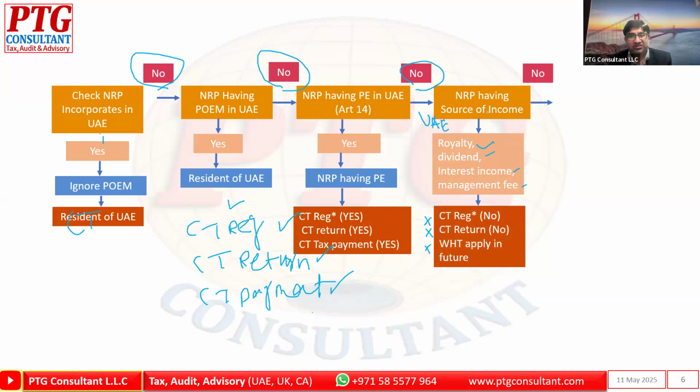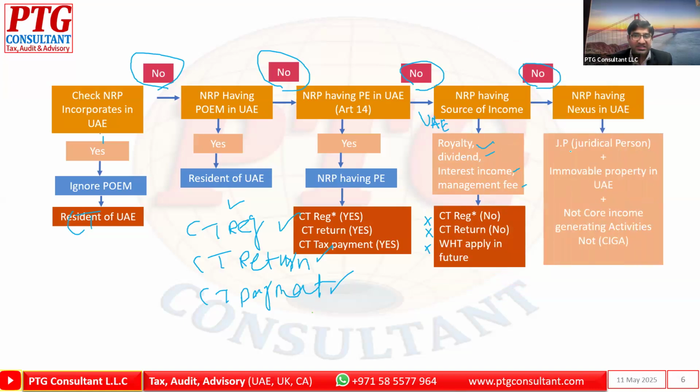Even if we say the non-resident person does not have UAE source of income, then we are considering the non-resident person's nexus in UAE. What is the nexus? We said a juridical resident person, plus they have immovable property in UAE, not a core income generating activity. Because if it falls under core income generating activity, it will go under PE.